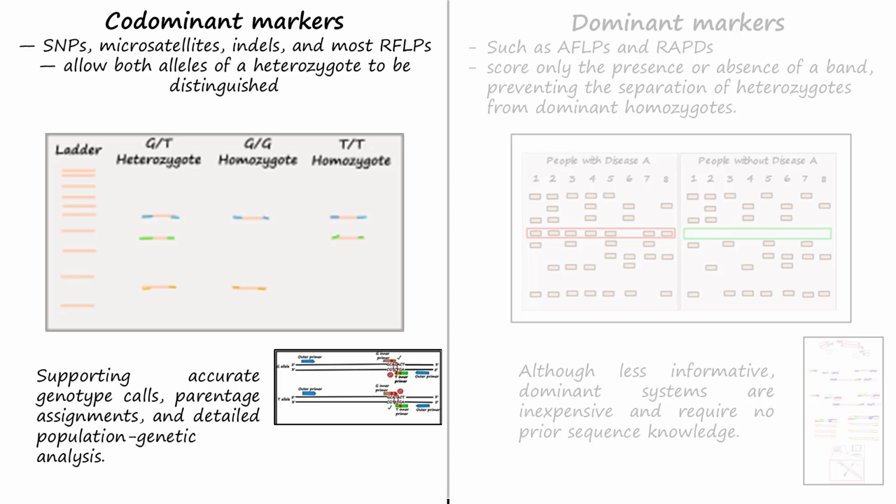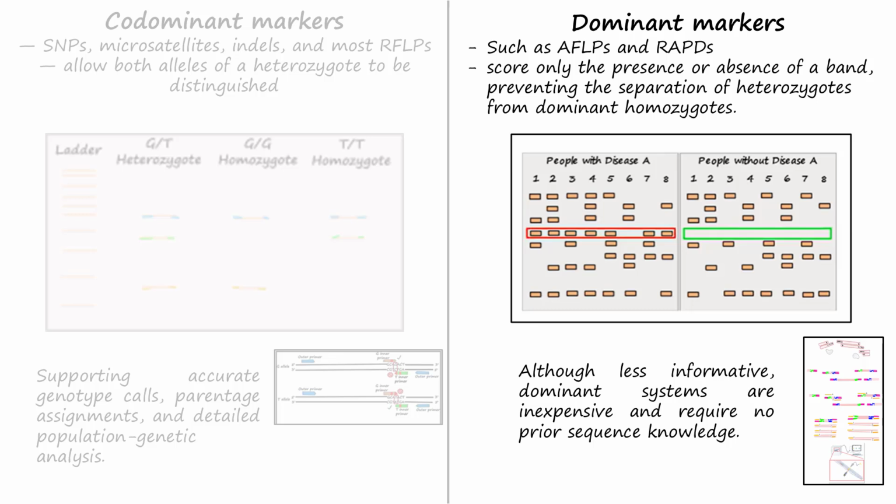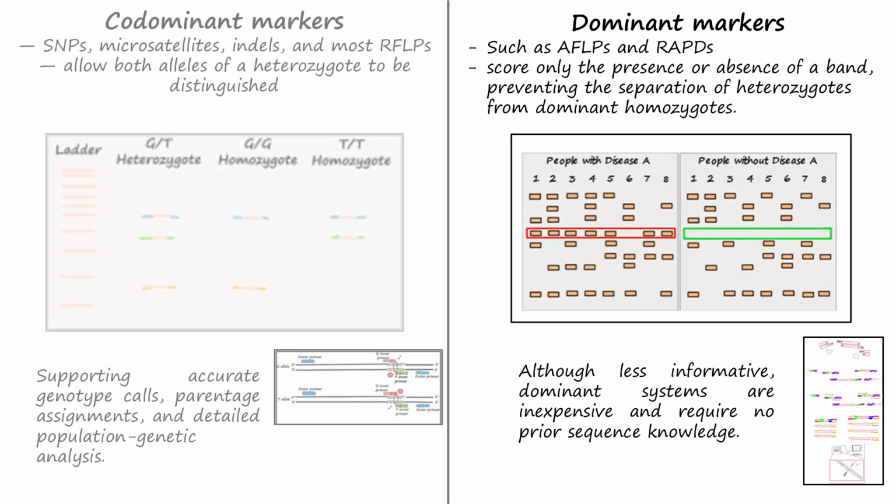Codominant markers, including SNPs, microsatellites, indels, and most RFLPs, allow both alleles of a heterozygote to be distinguished, supporting accurate genotype calls, parental assignments, and detailed population genetic analysis. Dominant markers, such as AFLPs and RAPDs, score only the presence or absence of a band, preventing the separation of heterozygotes from dominant homozygotes. Although less informative, dominant systems are inexpensive and require no prior sequence knowledge.